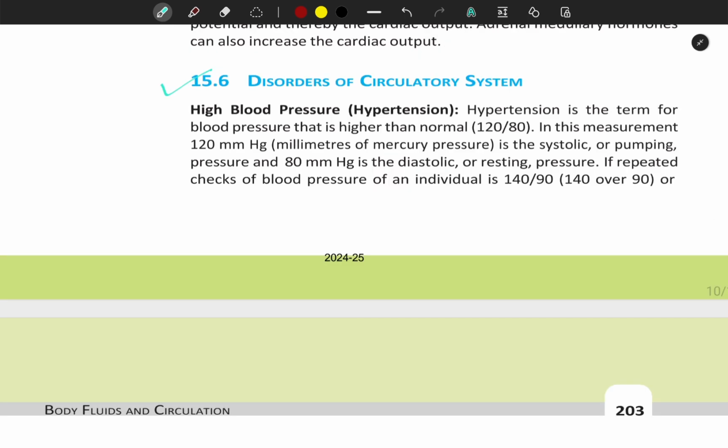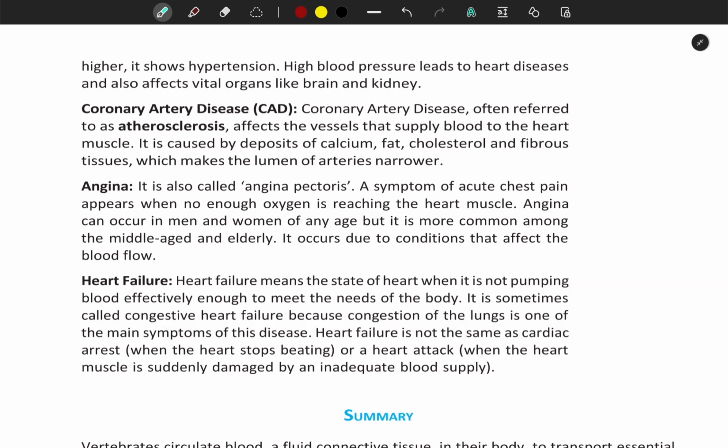15.6 Disorders of circulatory system. High blood pressure, hypertension. Hypertension is the term for blood pressure that is higher than normal, that is 120 by 80. In this measurement, 120 mmHg, that is millimeters of mercury pressure, is the systolic or pumping pressure, and 80 mmHg is the diastolic or resting pressure. If repeated checks of blood pressure of an individual is 140 by 90, that is 140 over 90 or higher, it shows hypertension. High blood pressure leads to heart diseases and also affects vital organs like brain and kidney.